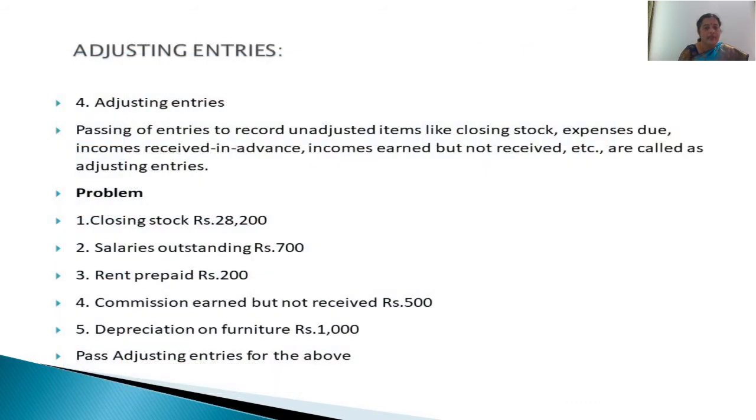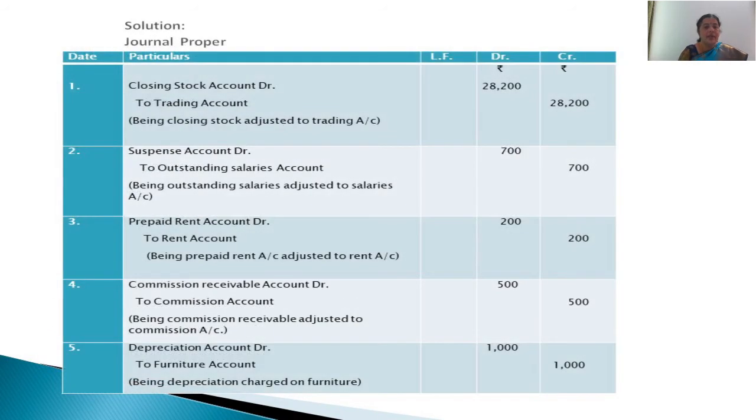Then salaries outstanding rupees 700. So salaries outstanding was not treated earlier. Because of that, in its place suspense account was credited wrongly, just to artificially tally the trial balance. So suspense account is cancelled by debiting it now, and the account that had to be credited earlier properly, the outstanding salaries account, is credited now.